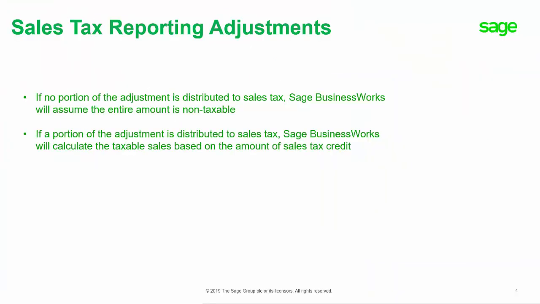Some important notes I'd like to mention: if no portion of your adjustment, your credit memo or debit memo, is distributed to sales tax, then Sage BusinessWorks will assume that the entire amount is non-taxable. However, if a portion of that adjustment is distributed to sales tax, then Sage BusinessWorks is going to calculate the taxable sales based on the amount of sales tax that you credited. Let's take a look at an example.